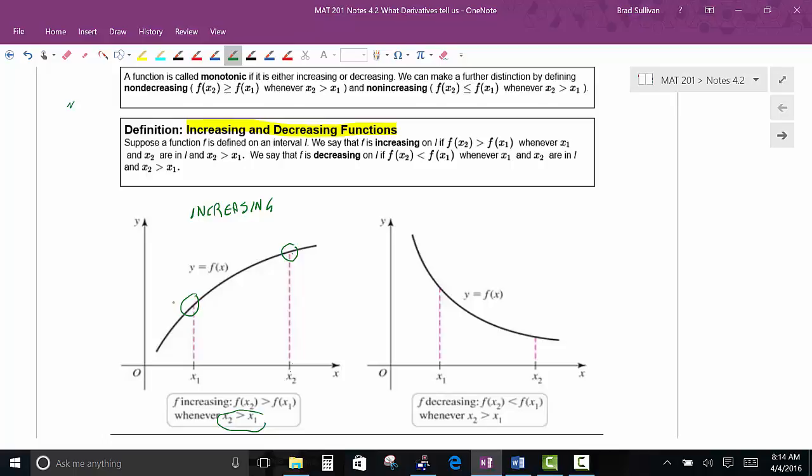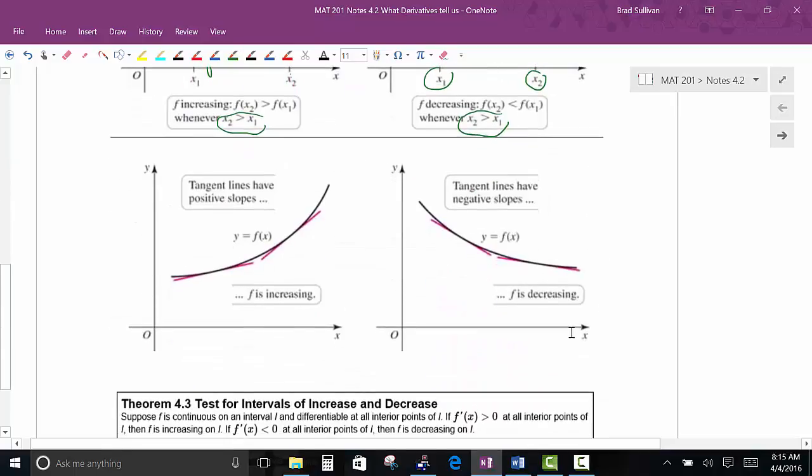So this function right here would be decreasing. What's happening on this is, if this x value is bigger than this x value, then what's happening to the y values? They are smaller, right? So this y value, represented by f of x1, and this y value, represented by f of x2, well, this value is less than that value, right? Okay, so that's the idea. If you're increasing, the y values are getting bigger; decreasing, the y values are getting smaller on some interval, okay?